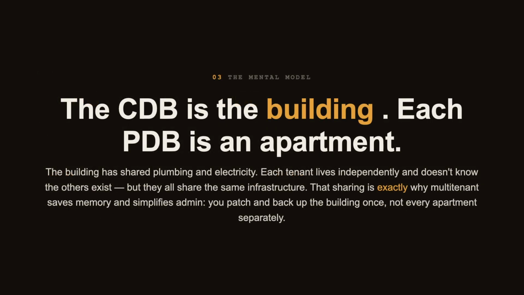If you remember one analogy from this whole course, make it this one. Interviewers hear it and immediately relax because it proves you actually get it. The CDB is an apartment building with shared plumbing and shared electricity. Each PDB is an apartment, and each tenant lives completely independently. The tenant in 4B has no idea who's in 2A, but they're both drawing from the same water and power lines running through the building.